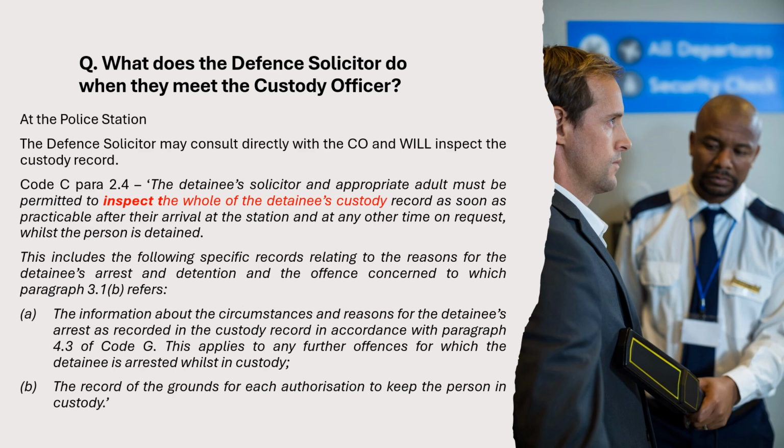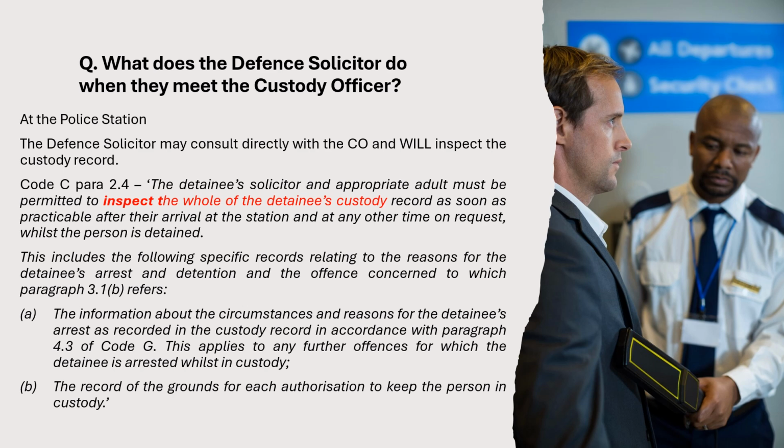The detainee, solicitor and appropriate adult must be permitted to inspect the whole of the detainee's custody record as soon as practicable after their arrival at the station and at any other time on request whilst the person is detained. This includes the following specific records relating to the reason for the detainee's arrest and detention and the offence concerned, to which paragraph 3.1b refers.